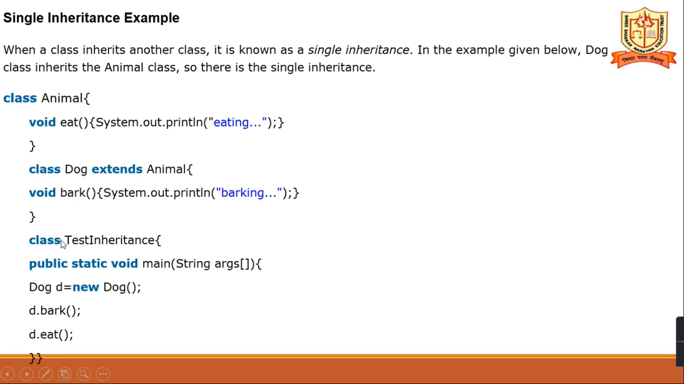Animal is a superclass and Dog is a subclass. We are making one more class, and in that we have the main method. We are creating the object of the subclass, Dog. Using this object, we are calling the superclass method as well as the subclass method: d.bark and d.eat.